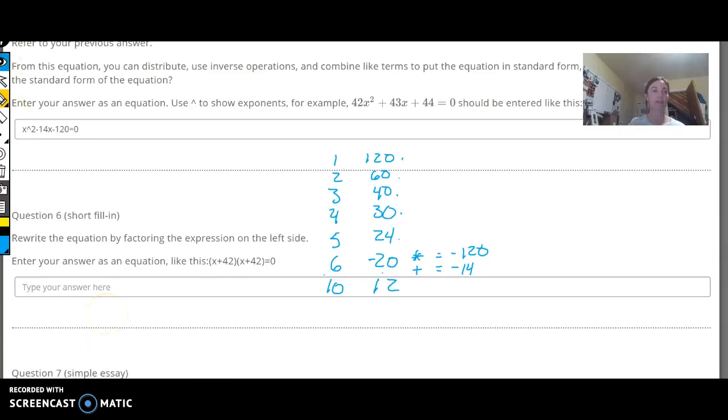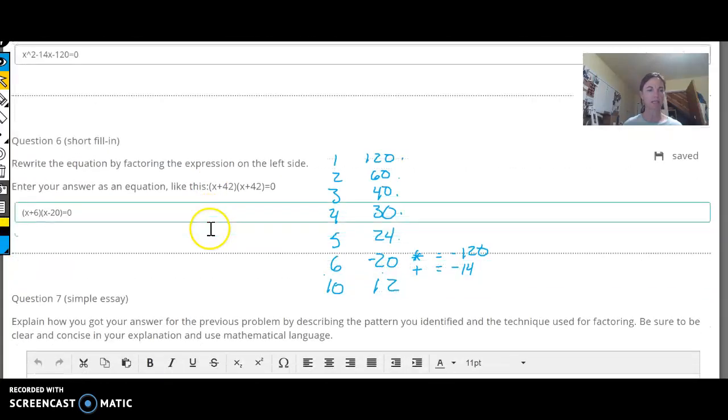So my factors here are x plus 6 times x minus 20. And I still have to set it equal to 0. Okay? All right, last question.